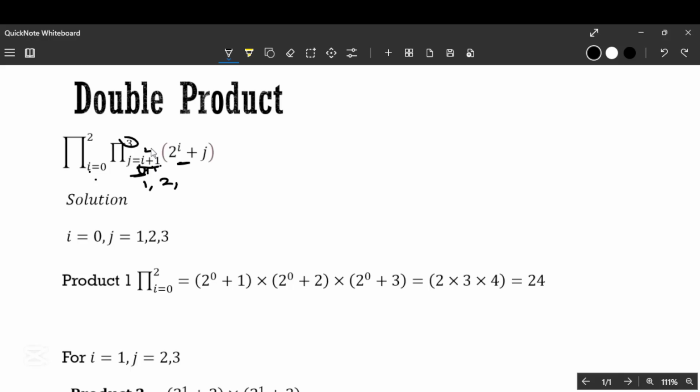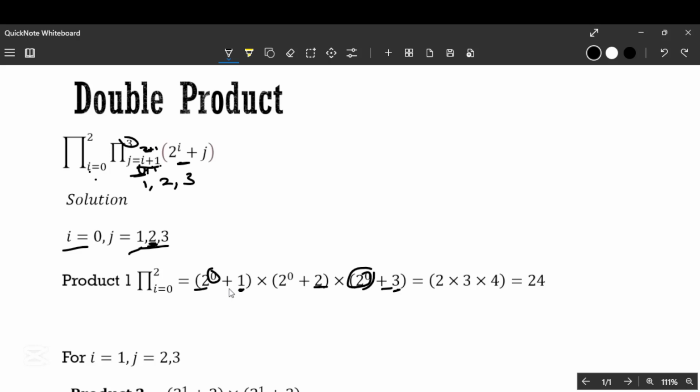So we have 2^i, and i is 0, so we are going to have 2 exponent 0 plus j, which is 1. Then when i equals 0, 2 exponent 0 plus the next one, which is 2. i equals 0, 2 exponent 0 plus the last one, which is 3. 2 exponent 0, any number raised to the power 0 is 1. So in this case, we have 1 plus 1, which is 2, 1 plus 2, which is 3, 1 plus 3, which is 4.